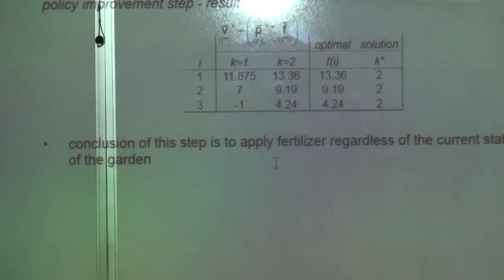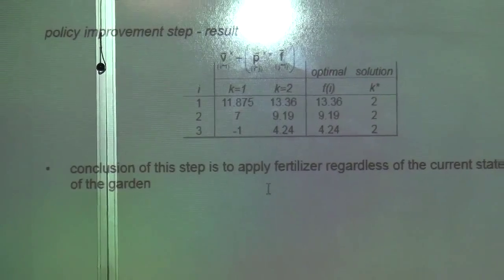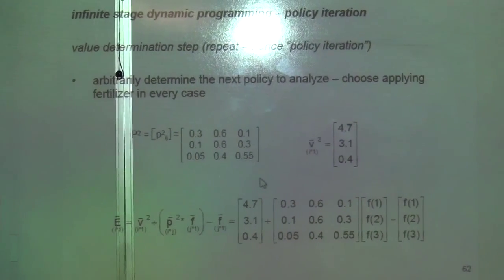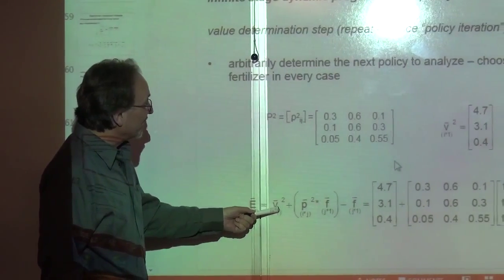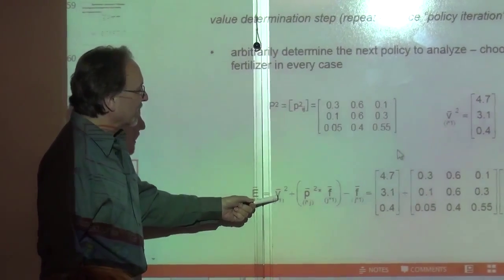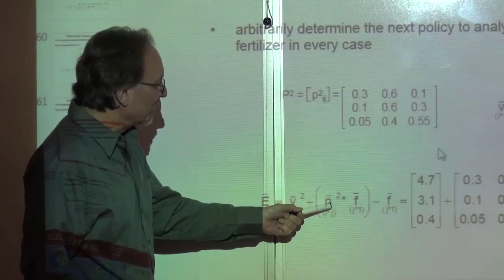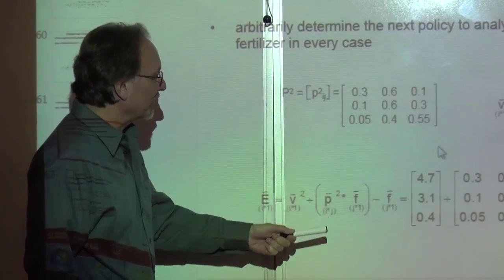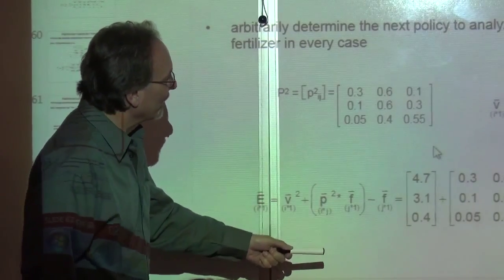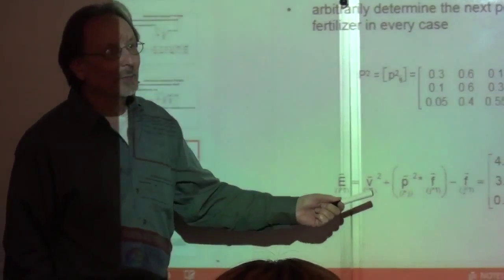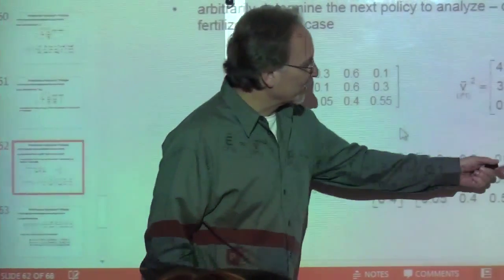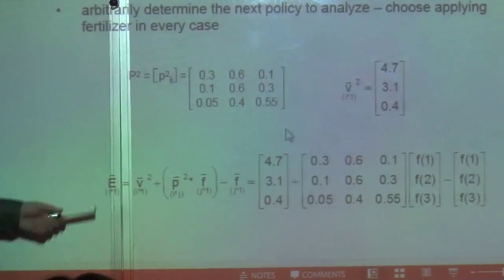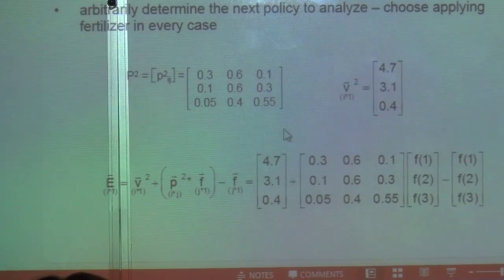Now we have to do it at least one more time to make sure that it converges to the same solution. Now we set our evaluation equal to, in this case, V2, which is the always fertilized value, plus P superscript 2, which is the transition matrix for always fertilizing, times our F, which we don't know at this point, minus the F matrix. And those are our unknowns. We've got 3 unknowns, and then we have the E, which is still unknown.